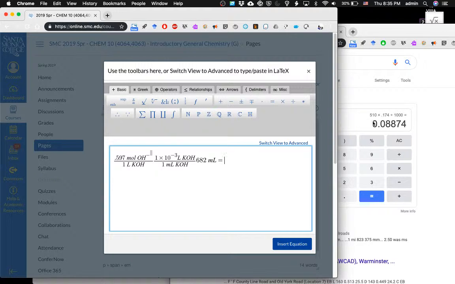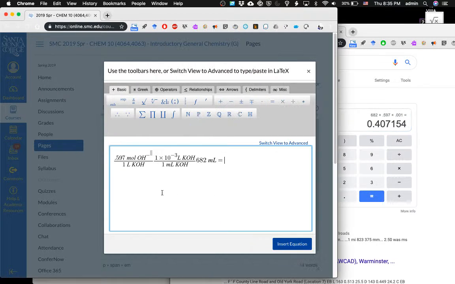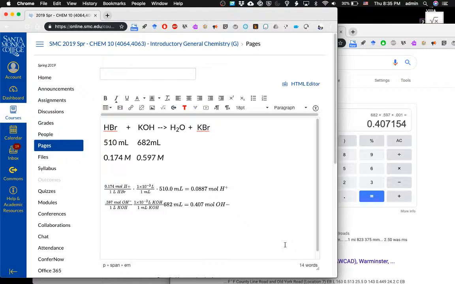Very simple here. 682 times 0.597 divided by 1,000. And that's 0.407 moles of OH minus. All right, let's insert that right in. So, who wins? This guy wins. OH minus wins, meaning OH minus is going to be left over, meaning H plus is the limiting reactant. This is going to get used up, all used up to make water.